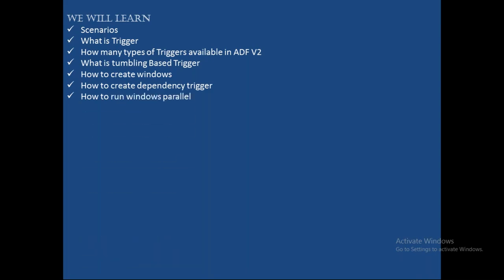Okay, next, how to run windows in parallel. As we discussed, if we are going to load data daily for the last 10 years, how many windows will it create? How many windows will it create, Pawan? 3650. Very good. So now you need to run a pipeline a total of 3650 times. Windows you can run in parallel, meaning 50 days of data you can load at a time. It's nothing but 50 windows running in parallel. Maximum you can run 50 windows at a time. That also you can configure. We will see.